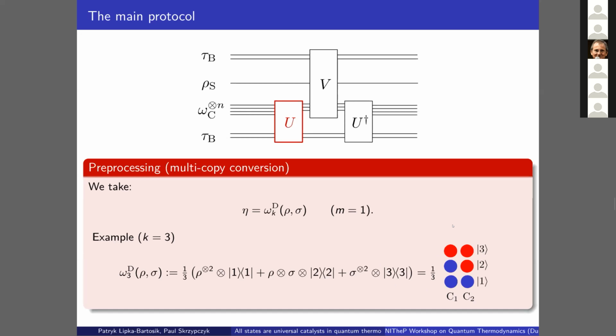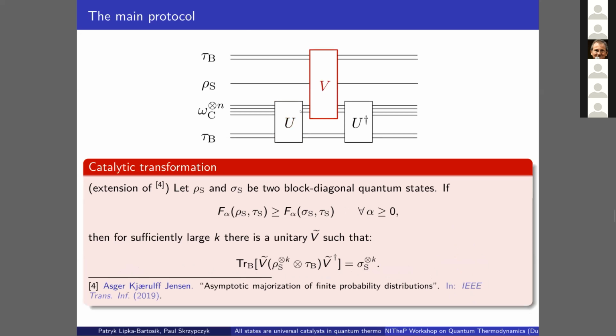Okay, so once we properly process the catalyst in the first step, we can now move on to the second step of the protocol, where we apply the actual catalytic transformation. But before I do so, let me present one more result drawn from quantum information theory.